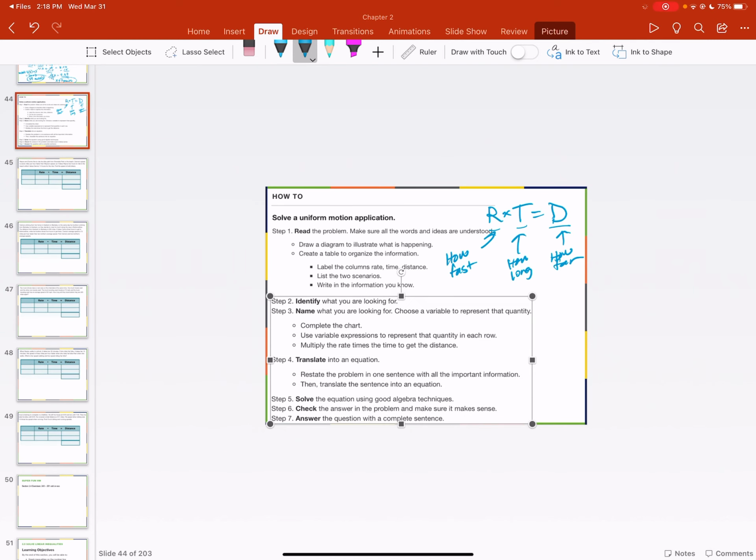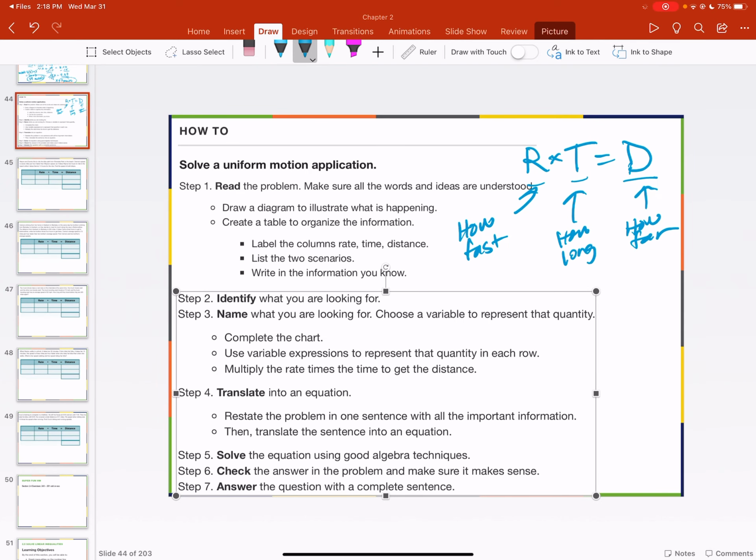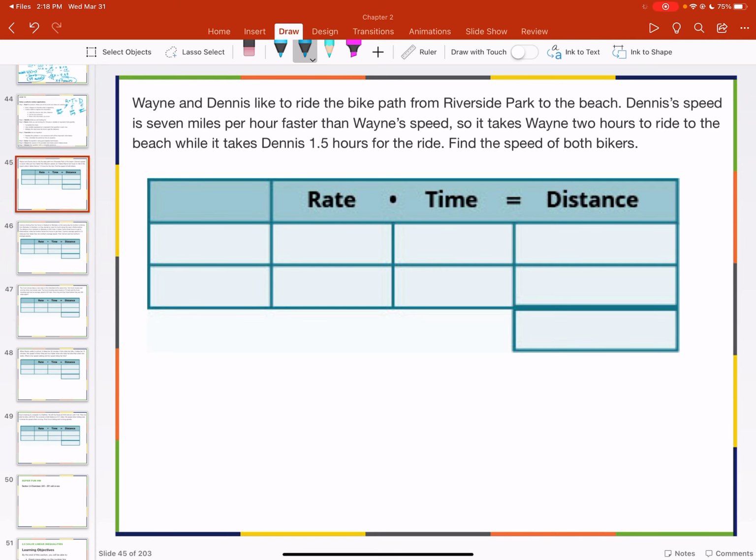Oh, sorry, I don't know what I just did. Okay, yeah. So we're going to start with a chart. Let's go ahead and do that.